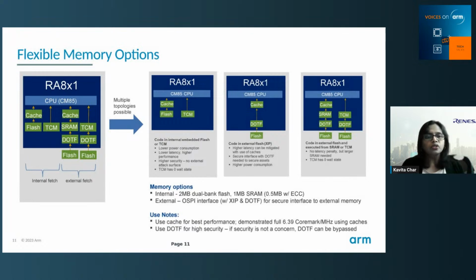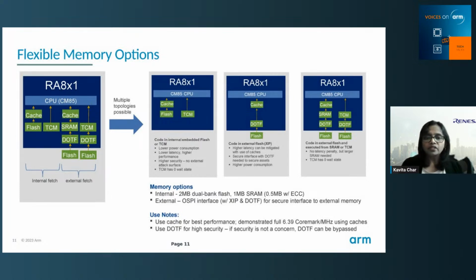The RA8 series MCUs provide flexible memory options. As I mentioned, we have 2 megabyte dual bank flash and 1 megabyte SRAM, half of which is ECC protected. And we also have the option of an Octal SPI interface, which is XiP compliant and supports execute in place as well as decryption on the fly for a very secure interface to external memory.